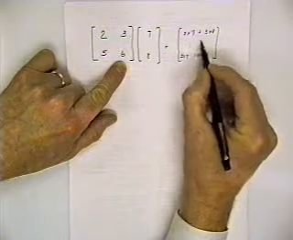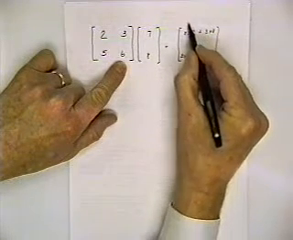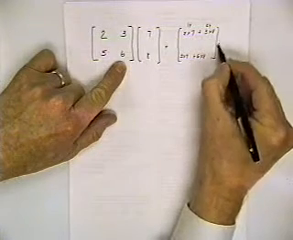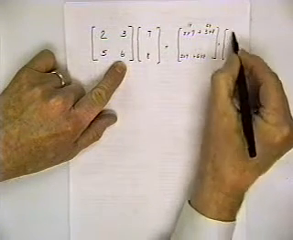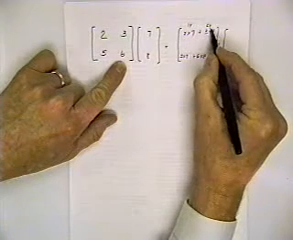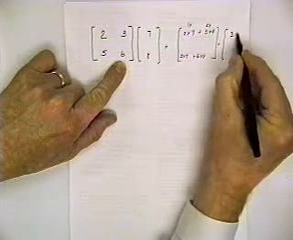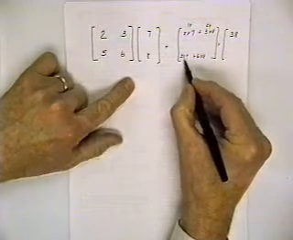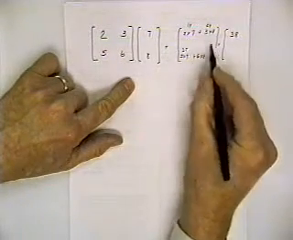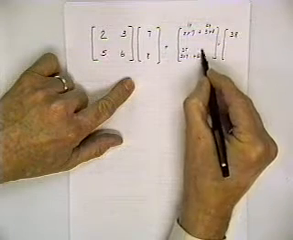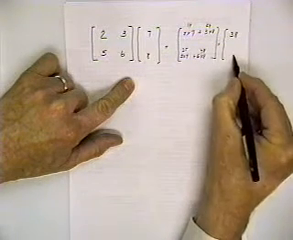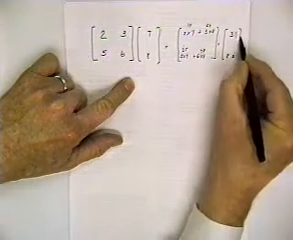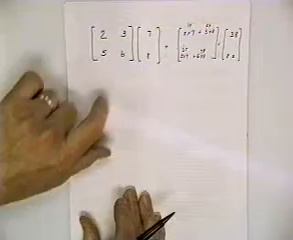Now, if we can do this mathematics in our head: 2 times 7 is 14, 3 times 8 is 24, and we end up over here with the first element, 14 plus 24, and that's going to be 38. For the bottom element, we end up with 5 times 7 is 35, 6 times 8 is 48, 48 and 35 is 83, and we end up with 38 and 83.